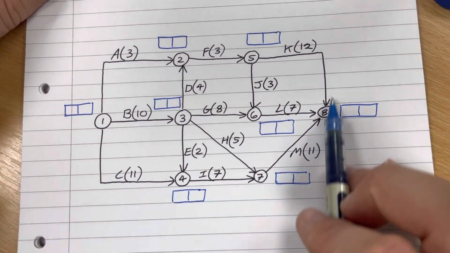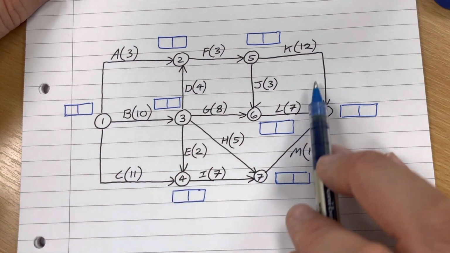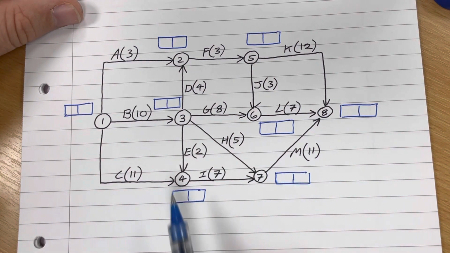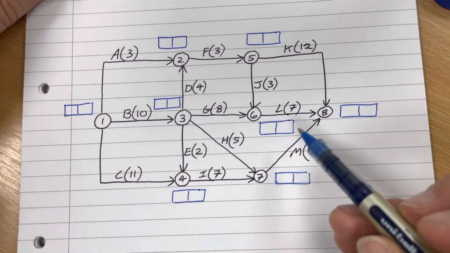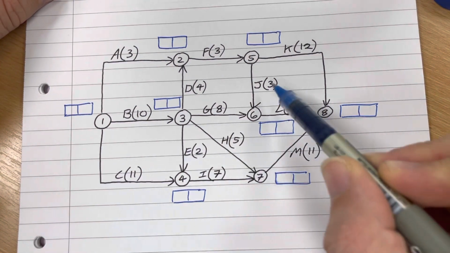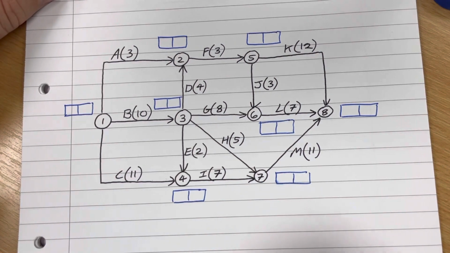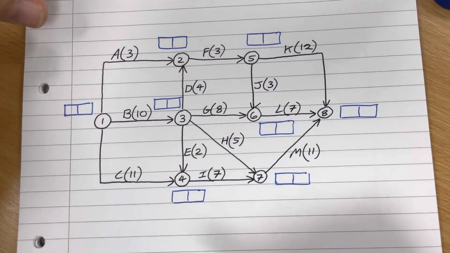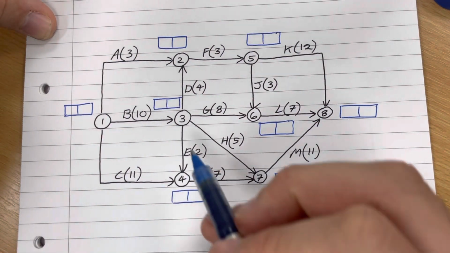Now, all of these activities have been labelled with capital letters, which is quite common on this course. So I've labelled them A to M: A, B, C, D, E, F, G, H, all the way up to M. And then also there's a number in brackets after each of these activities, and that represents the duration that activity needs to be completed. So for example, activity B takes 10 units of time to be completed.